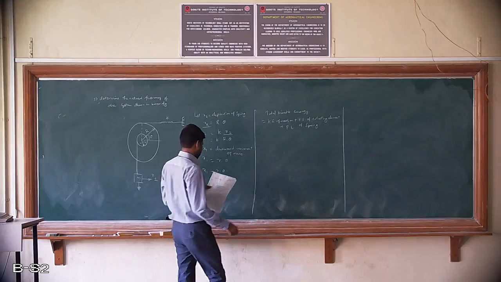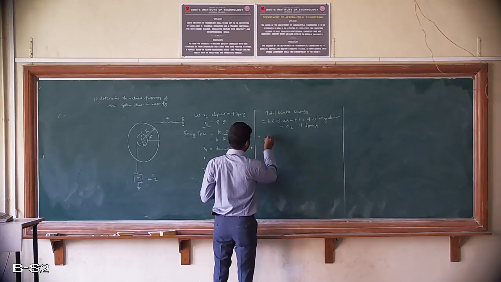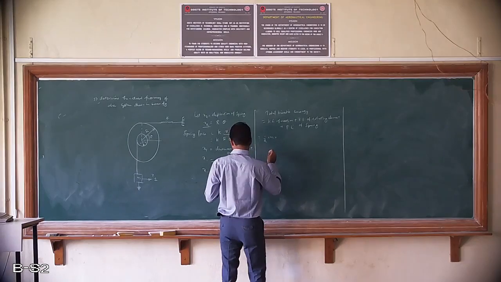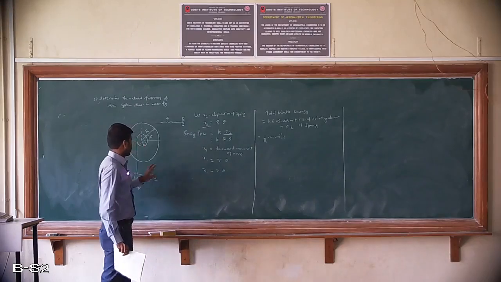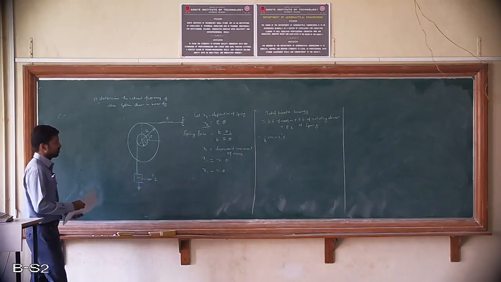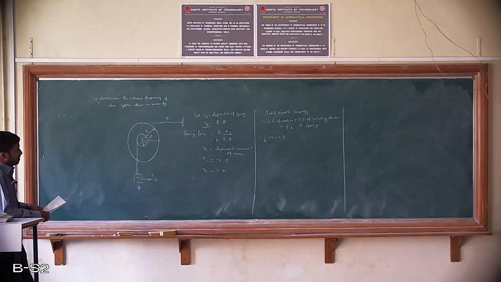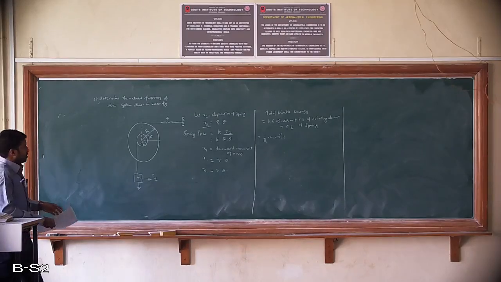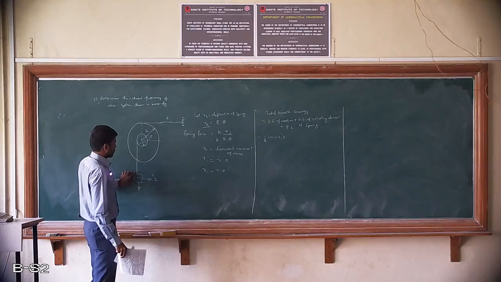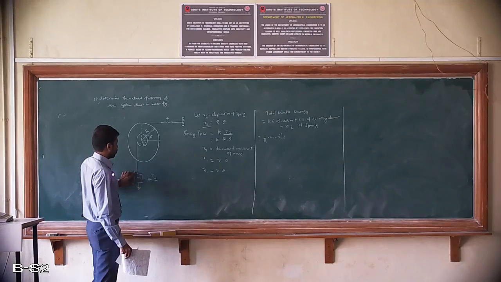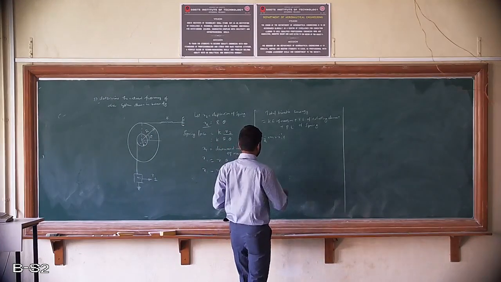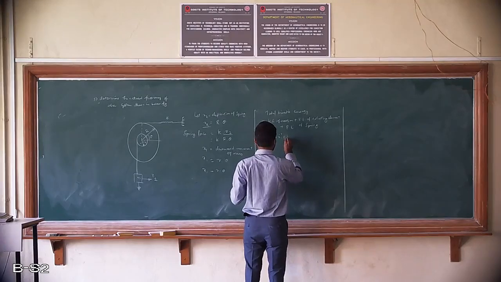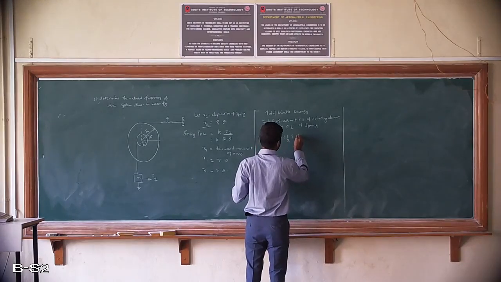So what is the kinetic energy of the mass? Half into m into x1 dot square, because kinetic energy is given by half into m into v square. What is v? V is the velocity, represented by x dot. But which x? x1 represents the displacement of mass small m. So it is half into m into x1 dot square, plus the kinetic energy of the rotating element, that is half into I into theta dot square.